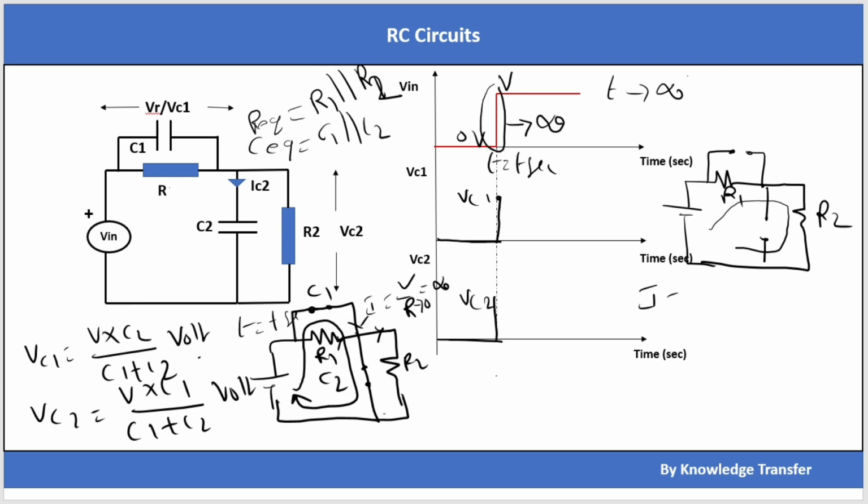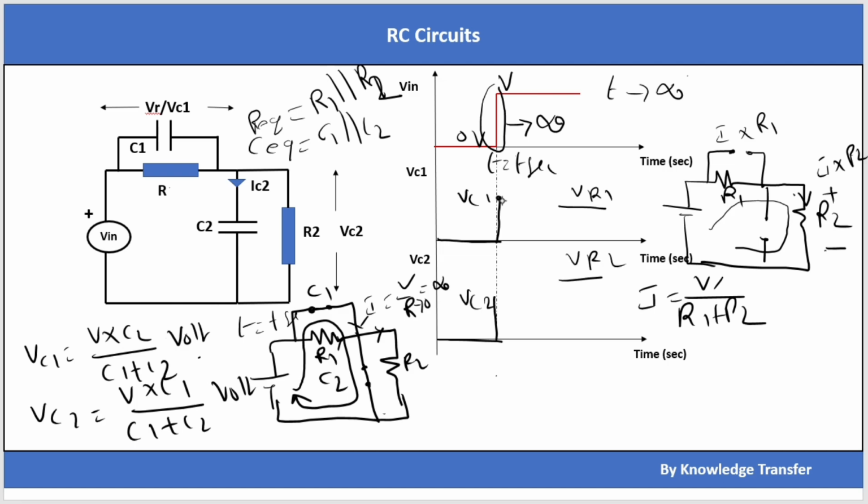If I calculate the current I, it will be V divided by R1 plus R2. The current flowing through R2 will be I, and the voltage across R2 will be I into R2. In the same way, the voltage across R1 is I into R1, because C1 is in parallel to R1 and C2 is in parallel to R2. So finally it will settle to these corresponding voltages. Let's assume this is VR1 and this is VR2.